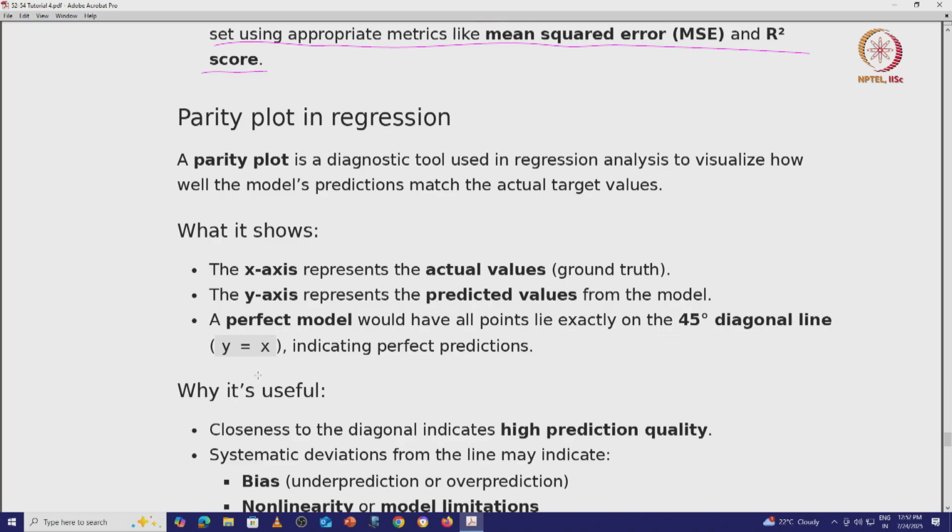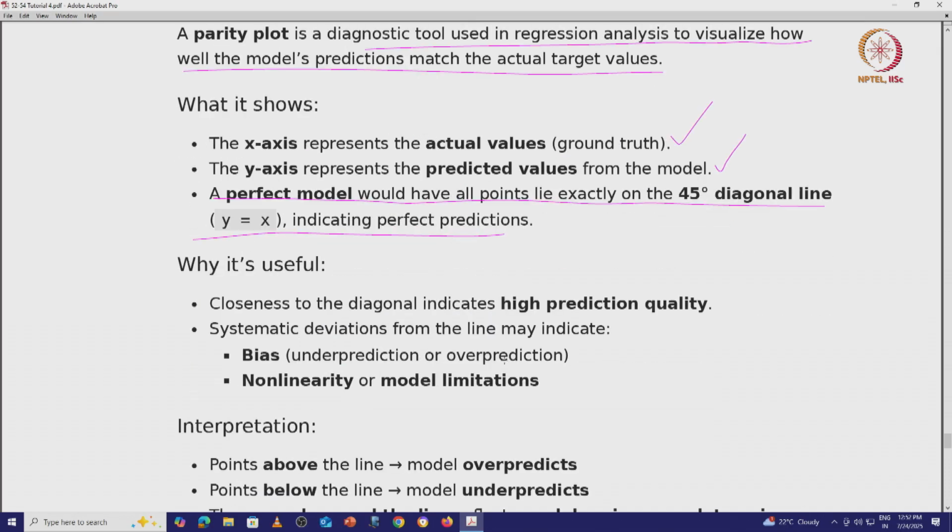Now in regression, right, what is a good analysis without a parity plot? So if you remember, a parity plot is a diagnostic tool used in regression to visualize how the model's predictions match the target variables. So on the x axis we have the ground truth, the actual values, and on the y axis we have the predicted values from the ML model, and a perfect model would have all the points lying on the y equal to x line indicating the perfect predictions. So it is useful because a closeness to the diagonal indicates high prediction quality, and systematic deviations from the line may allow you to diagnose things like bias, so under prediction or over prediction, or non-linearity or model limitations.